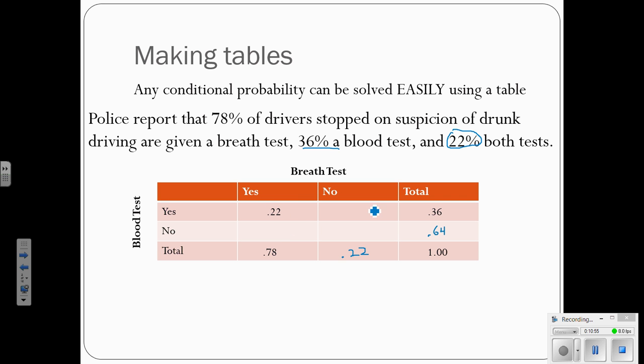This yes, this 22 plus whatever this number is here has to sum to 36. So the missing gap, in other words, they got a blood test but did not get a breath test, was 0.14. Here, this 0.22 and this number need to add up to 0.78, which means 56% received a breath test but no blood test. And then if everything plays out right, this number right here should make all of the sums work together. And sure enough, that's 0.08. We already decided the probability they didn't get either test, so that's a no and a no, would be 0.08.